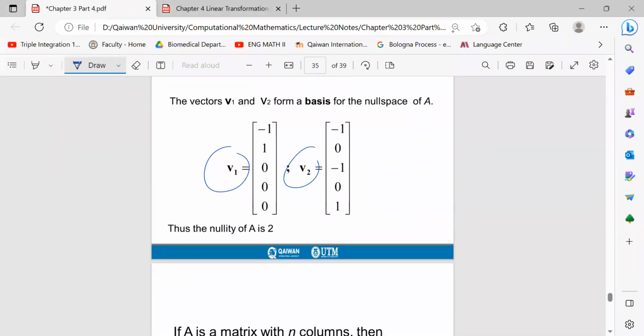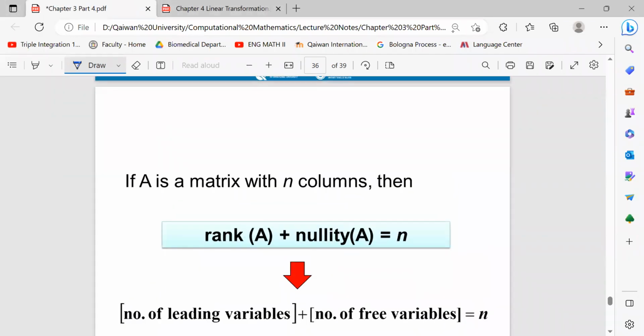Okay. We say if A is a matrix with n columns, then rank A plus nullity of A is n. Okay? It is n. N is the number of columns in the given matrix.